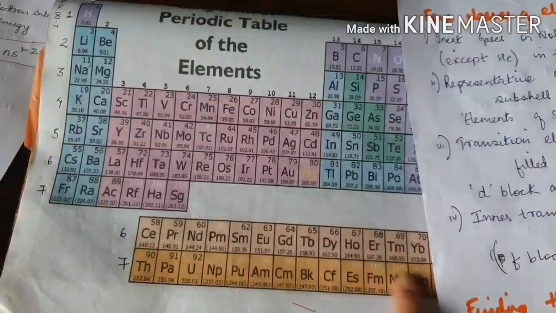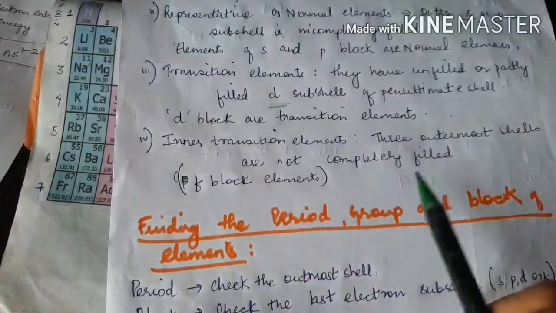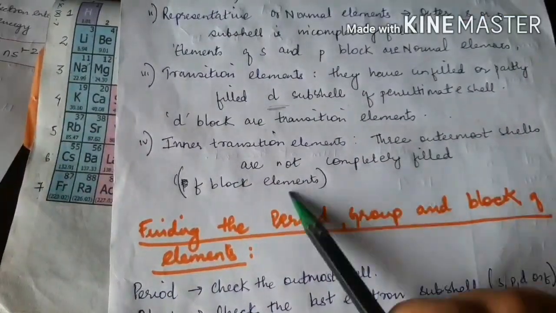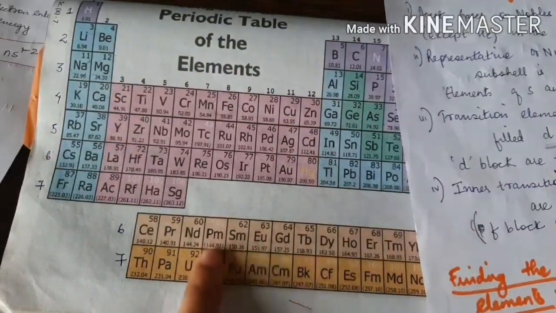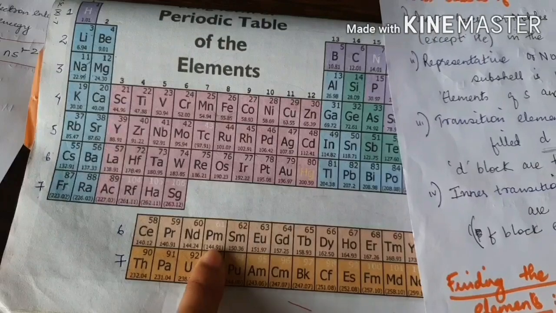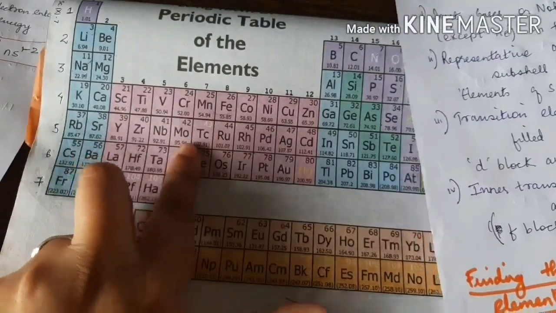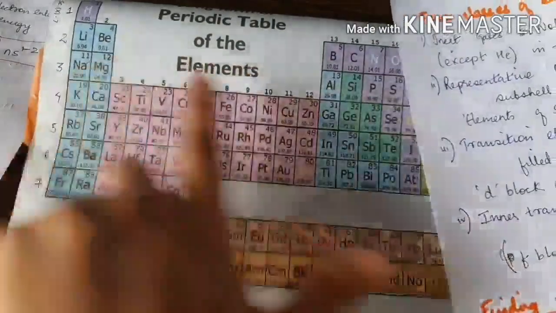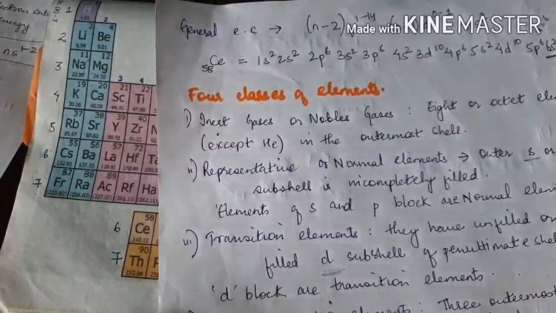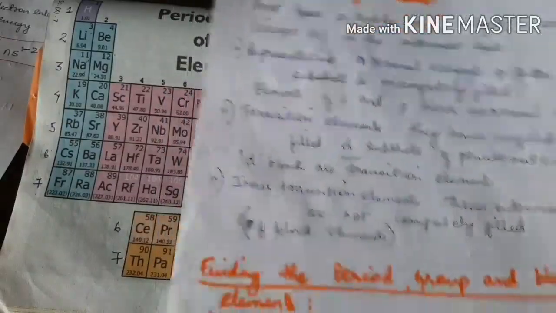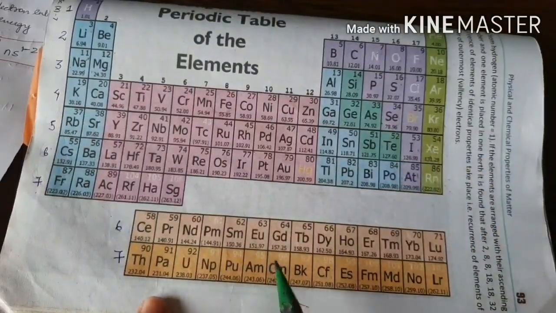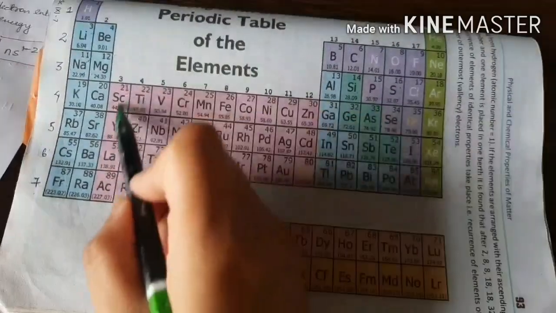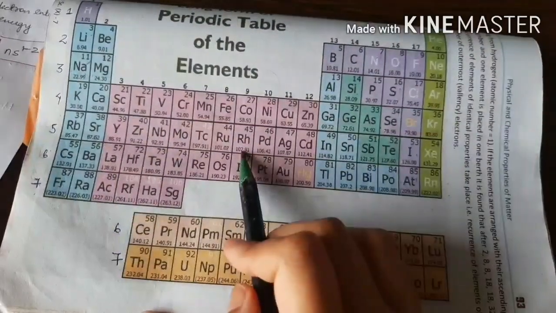Then out here, F block elements are called inner transition elements. They will have the outermost 3 shells not completely filled. For the D block, 2 shells are incomplete, and for the normal elements, 1 shell is incomplete, that is, the S and P subshell is incomplete. So those are the names. F block elements are called inner transition elements, and D block elements are called transition elements.